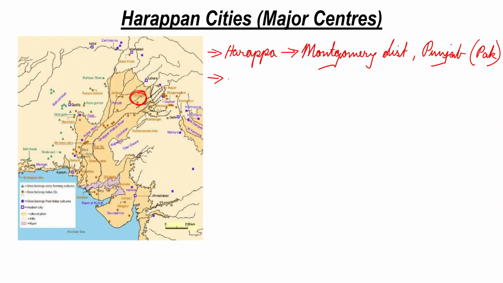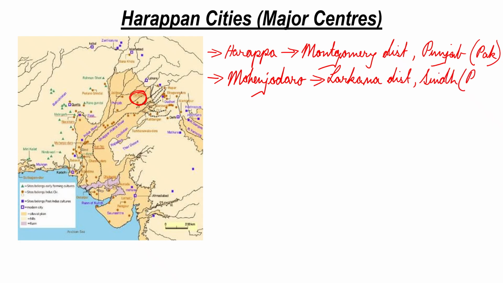Then we have Mohenjo-daro, one of the largest sites in the Indus Valley Civilization. It is in Larkana district of Sindh, which is once again in Pakistan presently. Okay, so these are the two important sites, and both were linked by the river Indus.